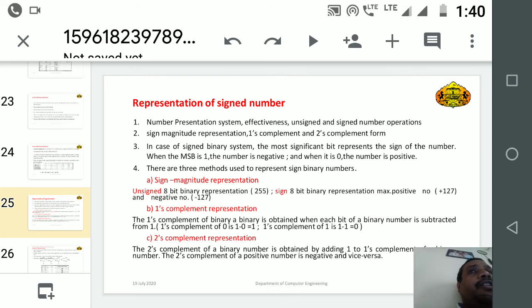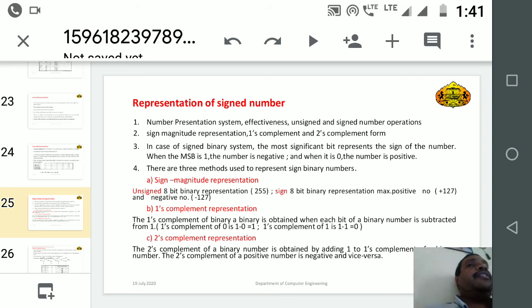The next method is one's complement representation. I think you are aware of it. What is the one's complement? The one's complement of a binary number is obtained when each bit is subtracted from 1. How do we get the one's complement of 0? If you subtract 0 from 1, the result is 1. So the one's complement of 0 is 1. The one's complement of 1: subtract it from 1, the result is 0. So the one's complement of 1 is 0, exactly reverse.